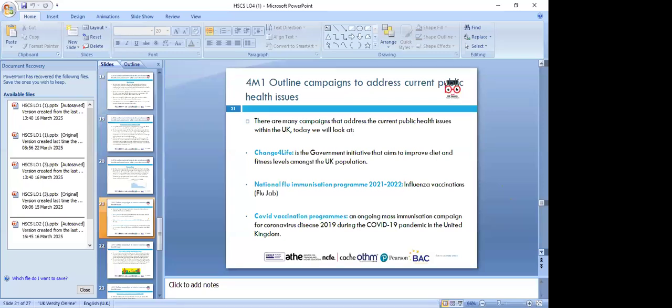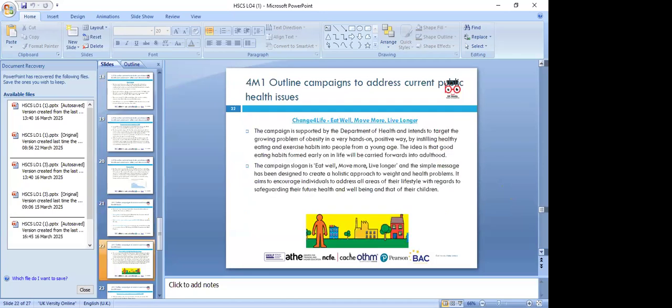You don't pay anything. COVID-19 vaccination programme, an ongoing mass immunisation campaign for coronavirus between 2019 during the COVID-19 pandemic in the United Kingdom. Okay, so there were so many kits. You still have them there. A COVID-19 kit that can be posted to you. You can do checks and tell for yourself what is happening to you.